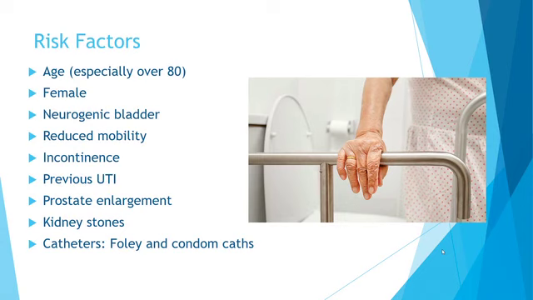So some risk factors of someone who might have a UTI would be their age, that you need to consider, especially over 80. If they're a female, and that's usually because of poor pericare technique. If they have a neurogenic bladder, reduced mobility, incontinence, a previous history of a UTI, prostate enlargement, kidney stones, or catheters.